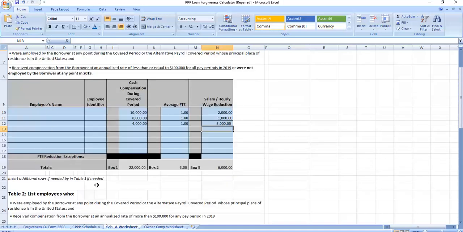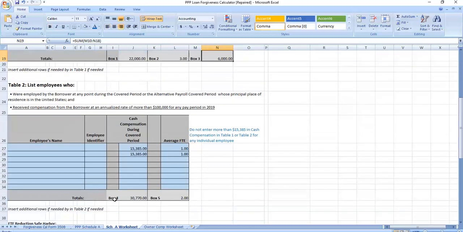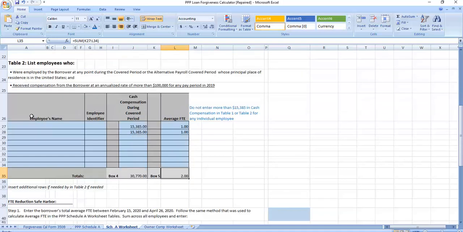As you can see, these are identified as Box 1, which is the compensation, Box 2, which is the full-time employee equivalent, and Box 3, the reduction in wages. Box 4 is the Table 2 employees' covered compensation. Box 5 is the average full-time employee from Table 2.